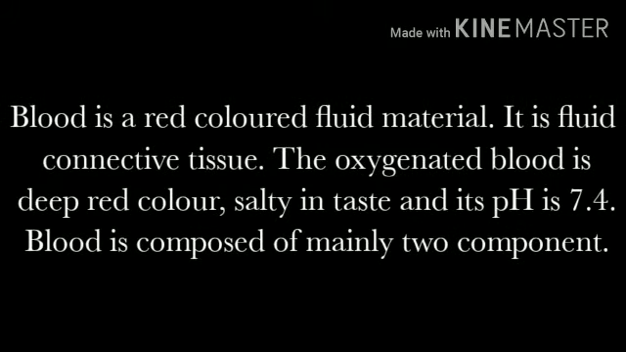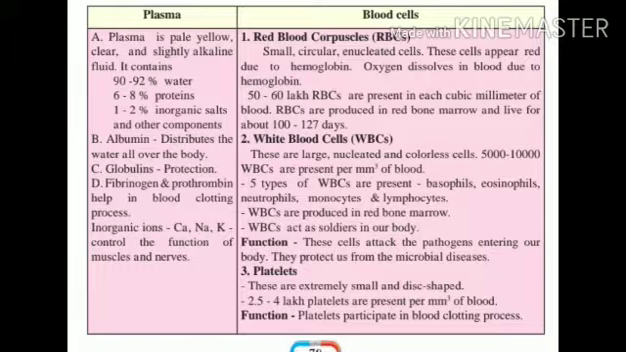Blood is a red colored fluid material. It is fluid connective tissue. The oxygenated blood is deep red in color, salty in taste, and its pH is 7.4. Blood is composed of mainly two components, and the names are plasma and blood cells.